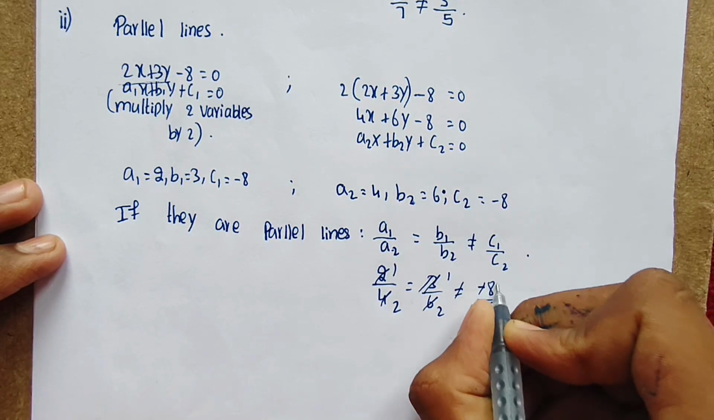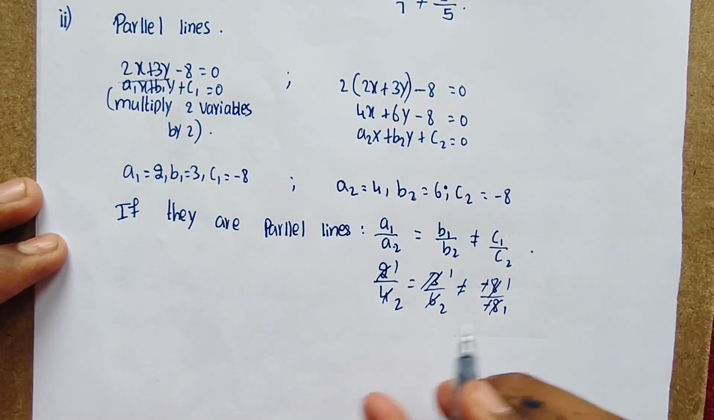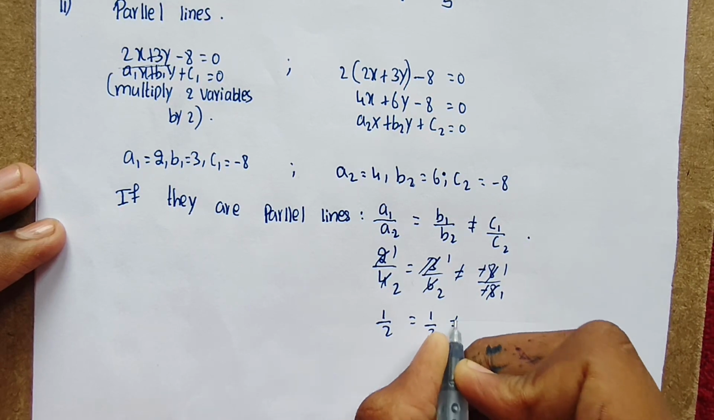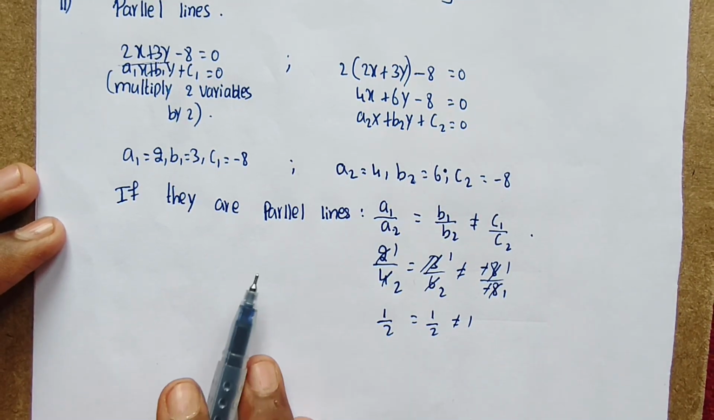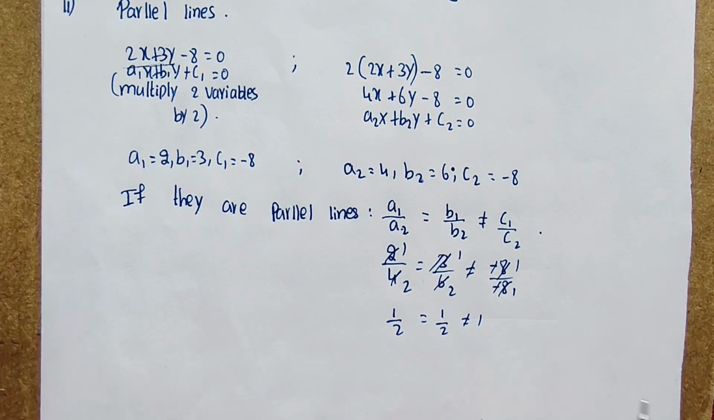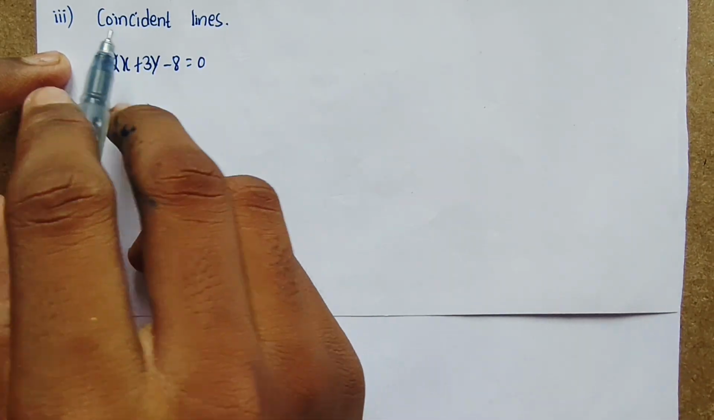Minus and minus gets cancelled. 8 ones are 8, 8 ones are 8. So, 1 by 2 equals to 1 by 2 not is equals to 1. We got this form like parallel lines. So, we had completed second one. Now, let us go to the third question. This is the third question.